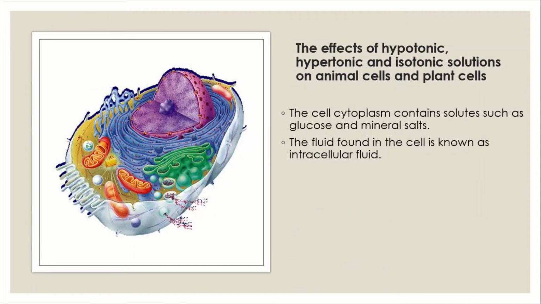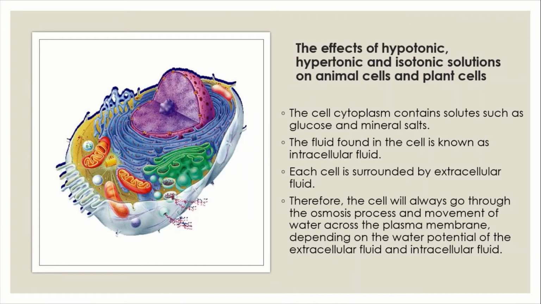Next, the effect of hypotonic, hypertonic, and isotonic solutions on animal cell and plant cell. The cell cytoplasm contains solutes such as glucose and mineral salts. The fluid found in the cell is known as intracellular fluid. Each cell is surrounded by extracellular fluid. Therefore, the cell will always go through the osmosis process and movement of water across the plasma membrane depending on the water potential of the extracellular fluid and intracellular fluid.